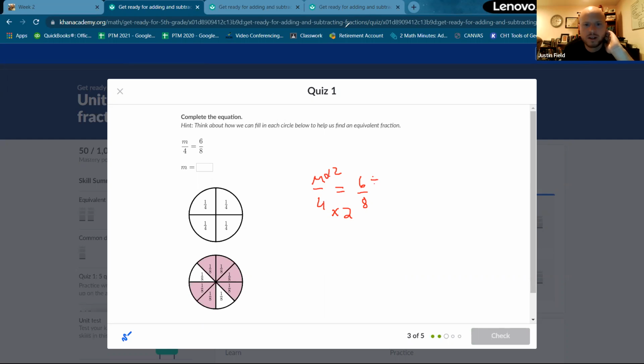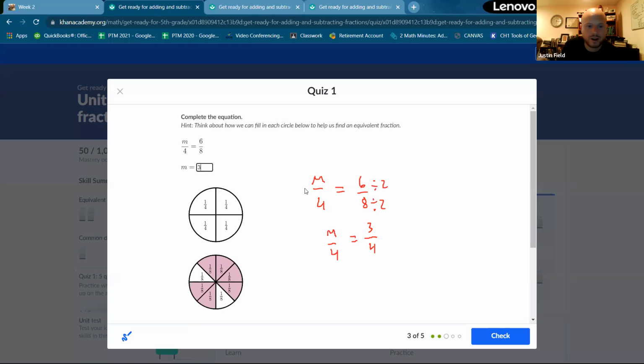So now let's undo. Let's think about it like this. If we divided this side by 2, just the opposite, then we could get the 4. So I make the bottom 4 and the top would be 3. And now that makes it really easy because now the denominators match, so the tops have to match. So M has to be 3. That's one way to do it.